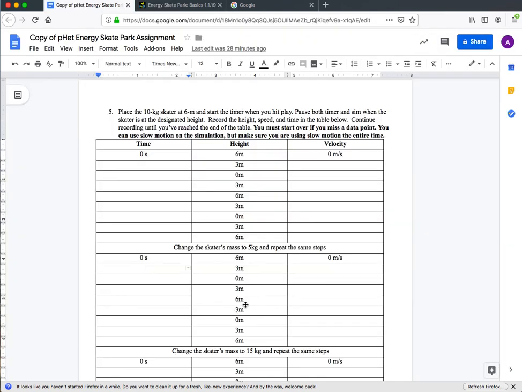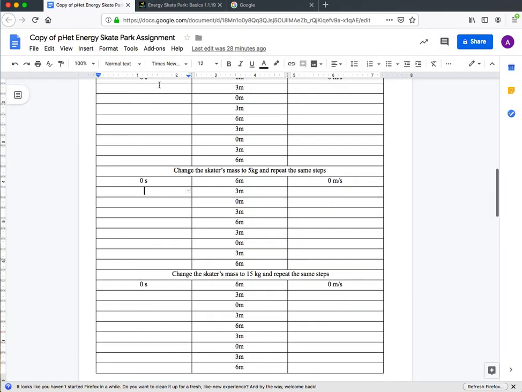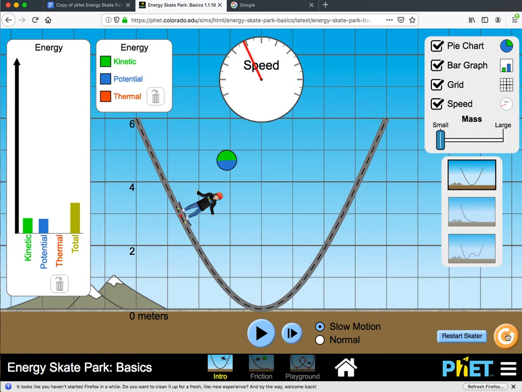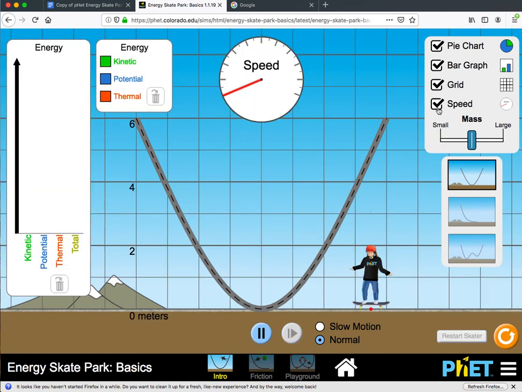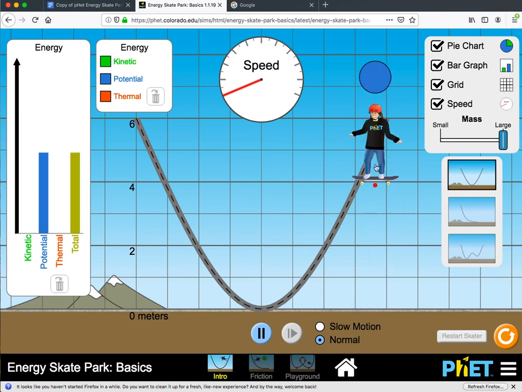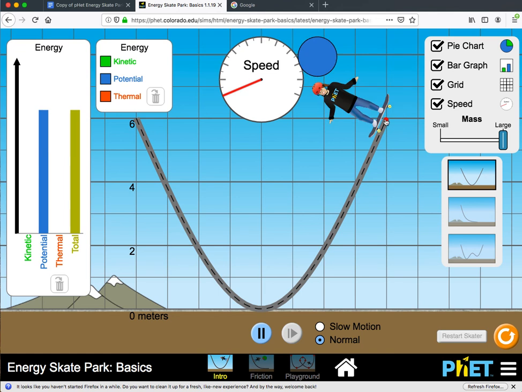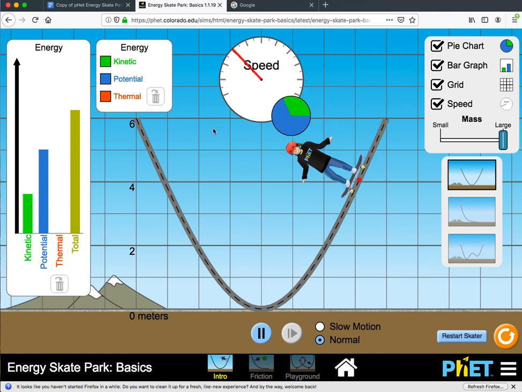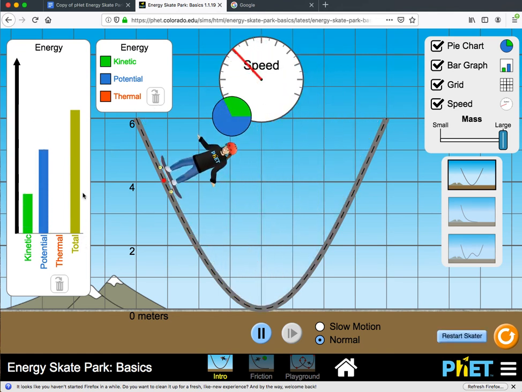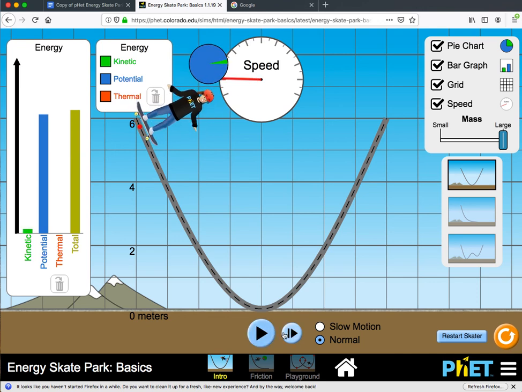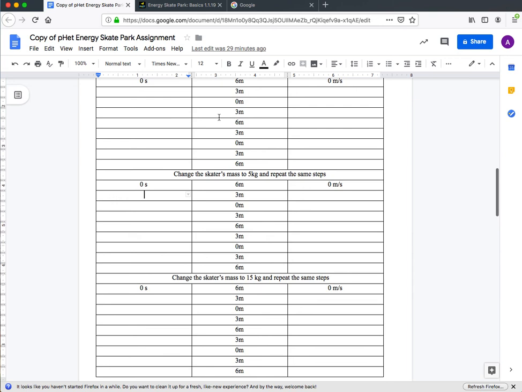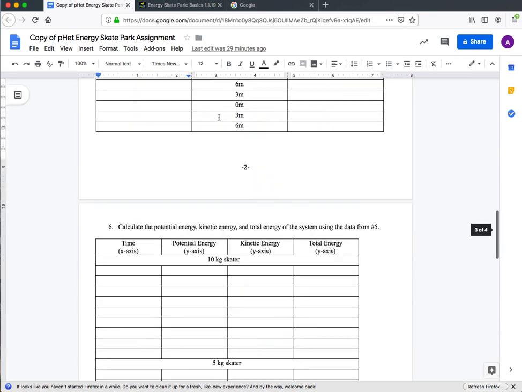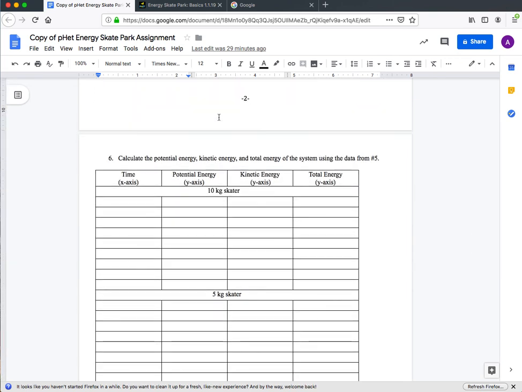You're going to do it for 5 kilograms, exact same way, and then you're going to go to 15. Again, 15 kilograms is, if I reset, get all my boxes checked, your large skater. And again, if you notice when I put them on here, the energy changes. Okay, you can see a lot bigger of a pie graph here. You can also see a lot bigger total here. Once you have all of your data for your 10, 5, and 15 kilogram skaters, we're going to turn that into graphable data for energy.